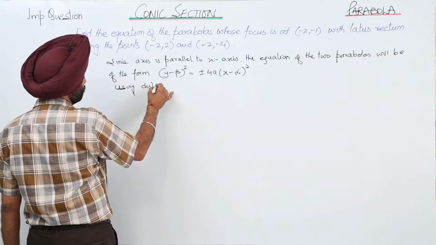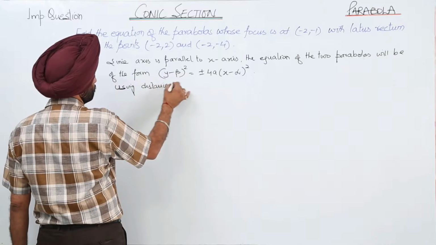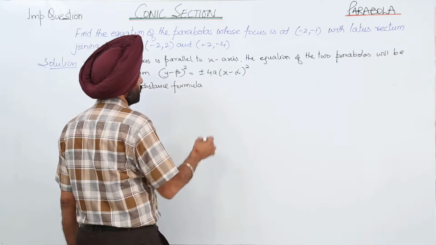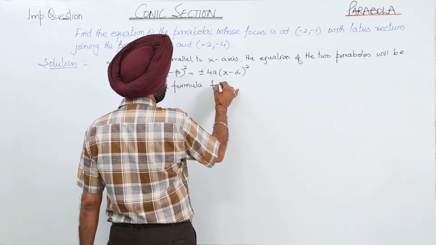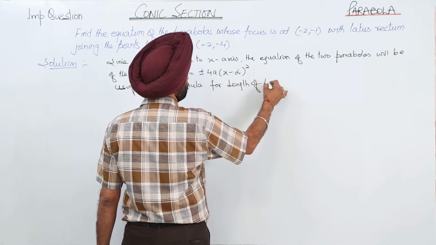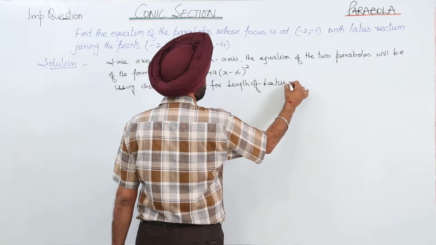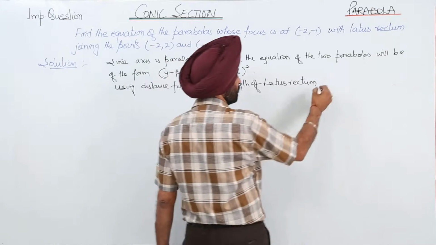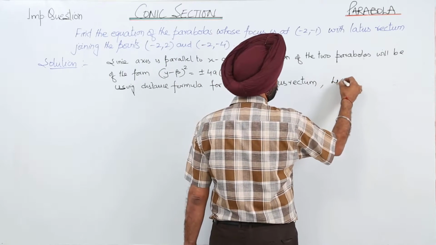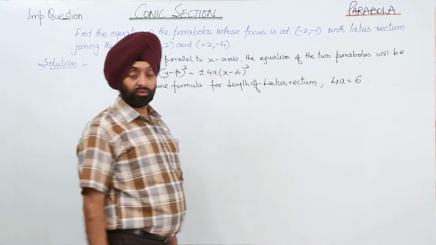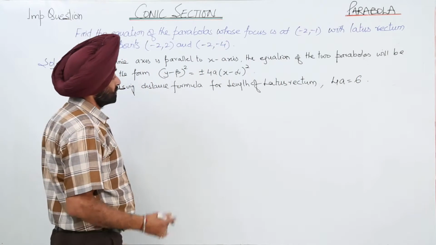Using the distance formula for the length of the latus rectum, we are getting 4a is equal to 6. Okay.